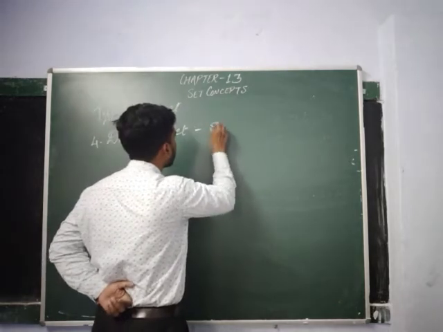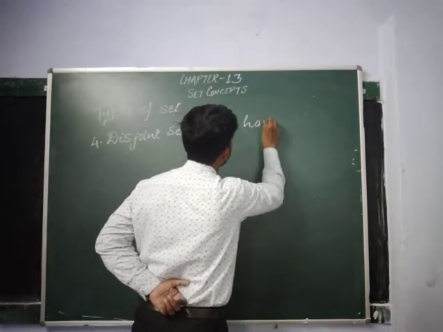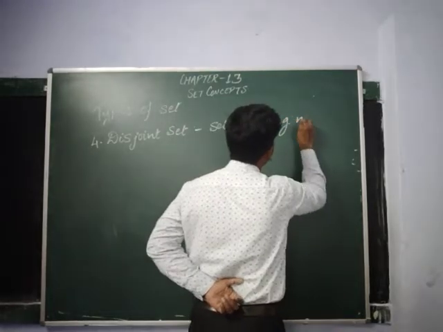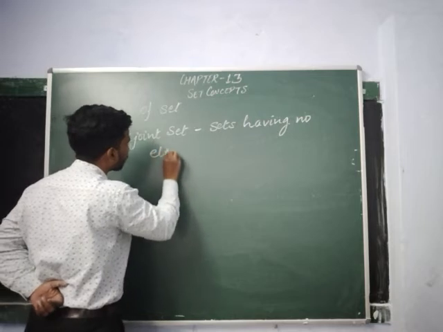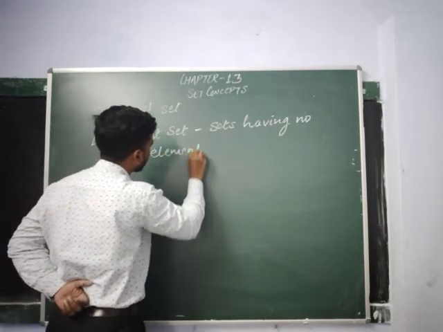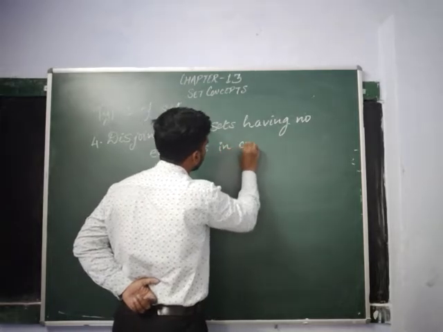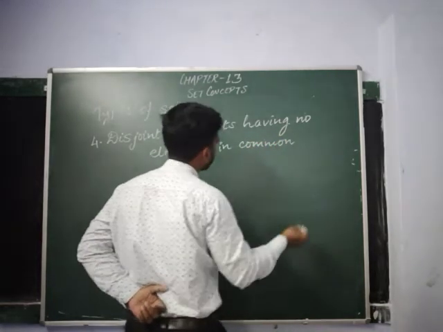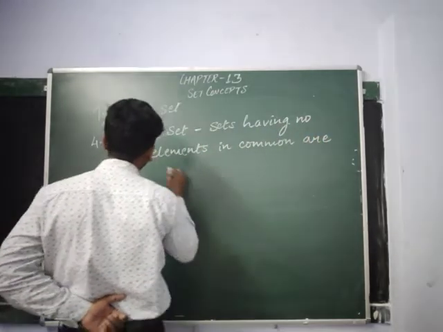So sets having no elements in common are called disjoint set.